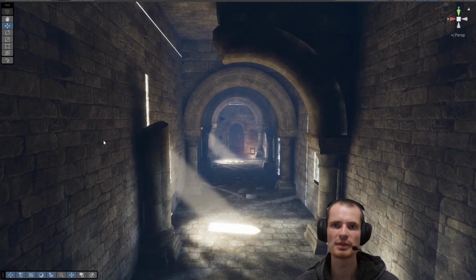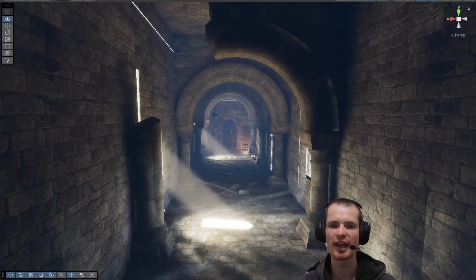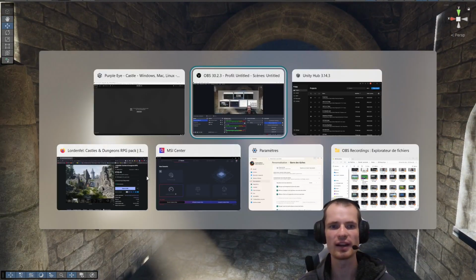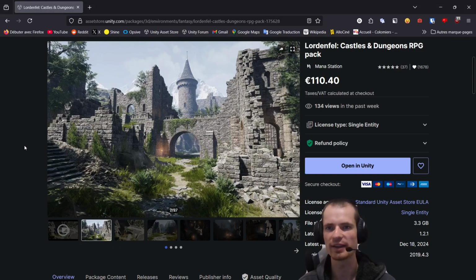This is going to be a bit of a particular video which I'm making to ask for help regarding a specific lighting issue in my game Purple Eye. So this is the beginning of the game in a British castle, and for that I am using the Lordenfel asset pack right here.